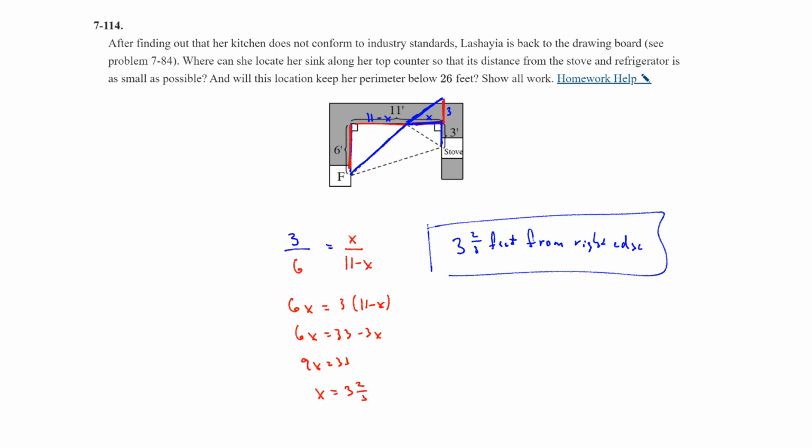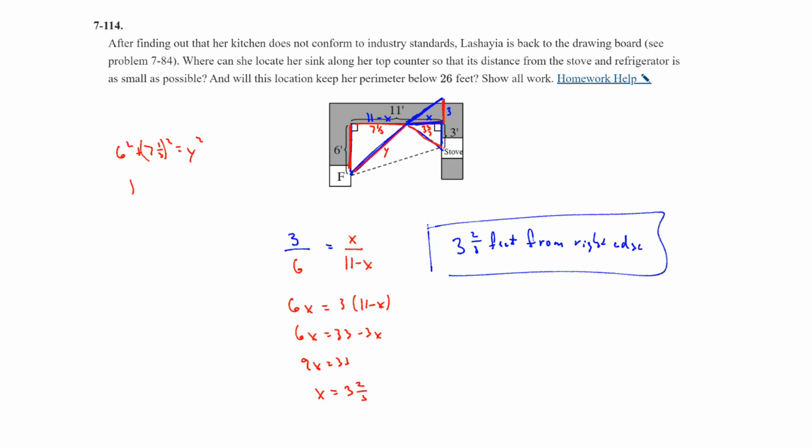We also need to figure out the distances of each of these. So we will have to use Pythagorean theorem to figure out these distances and then add that up. So since we know x is equal to 3 2/3, that's 3 2/3 here. 11 minus 3 2/3 is 7 1/3. So we can use Pythagorean theorem to be able to solve for this length and this length. So let's go ahead and do that. We have 6 squared plus 7 1/3 squared is equal to, we'll just call this y, y squared.